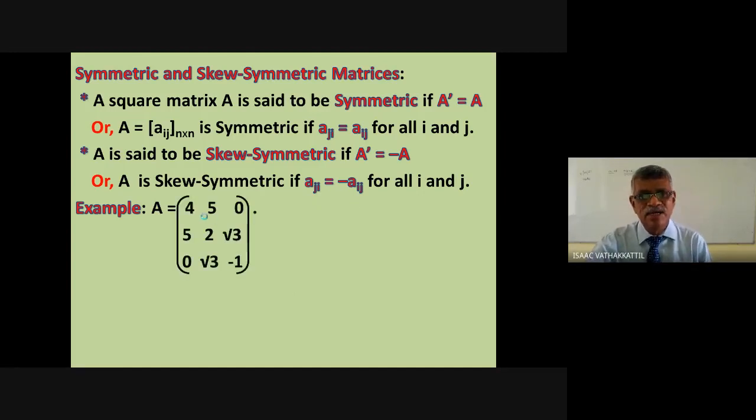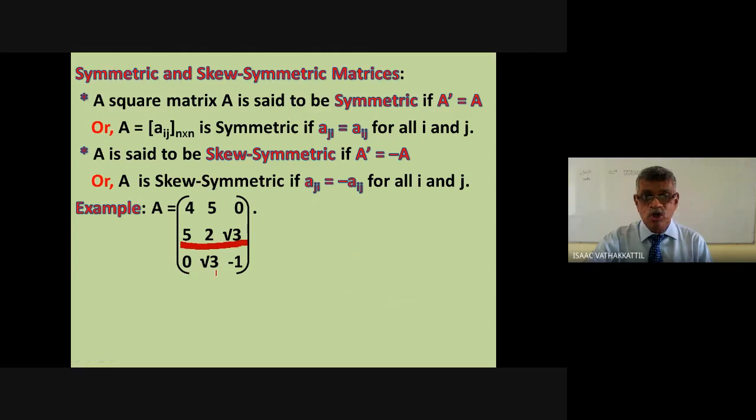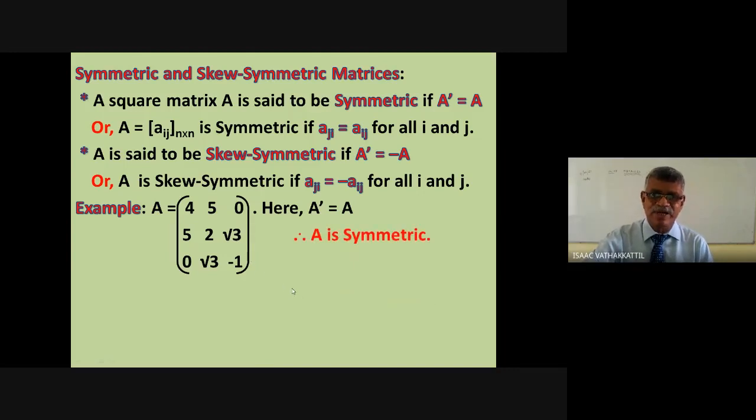Let's take an example. Suppose 4, 5, 0. You can easily observe what is the first row here: 4, 5, 0. What is the first column? Yes, same thing, 4, 5, 0. What is the second row here? Second row is again 5, 2, root 3. Second column, same, 5, 2, root 3. Third row, 0, root 3, minus 1. Third column, 0, root 3, minus 1. So if we change the rows and columns, or if we find A dash, you get the same. A dash is A. Therefore, A is symmetric.